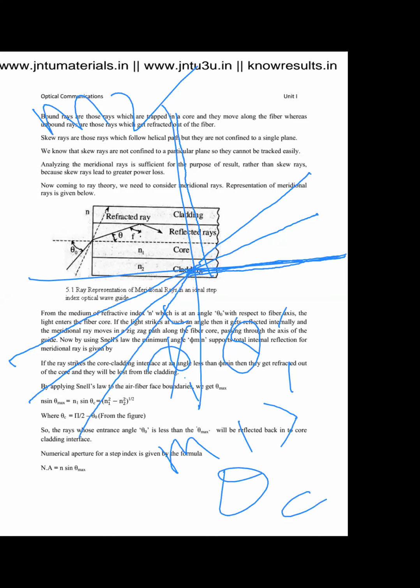I repeat, when a light ray is passed through the core of an optical fiber such that n1 is greater than n2 and the angle of incidence is greater than critical angle, then total internal reflection takes place in an optical fiber. I hope you understood this phenomenon. Now let me explain what is acceptance angle and what is numerical aperture.